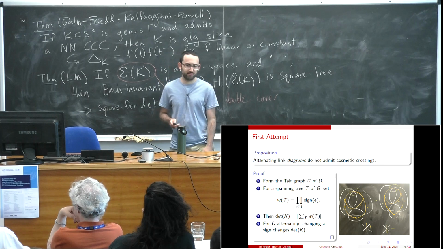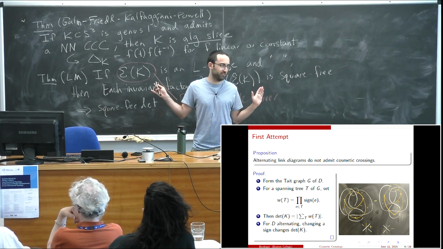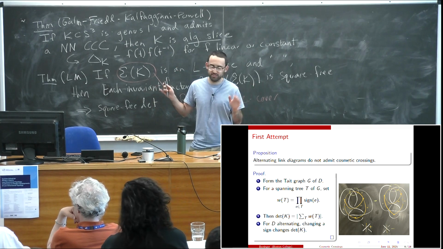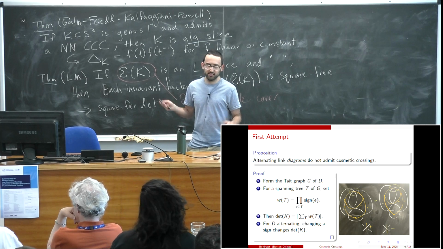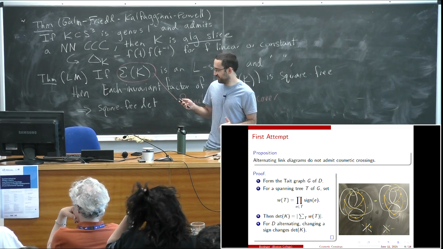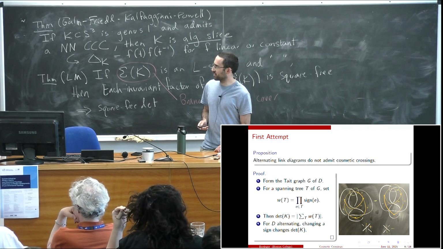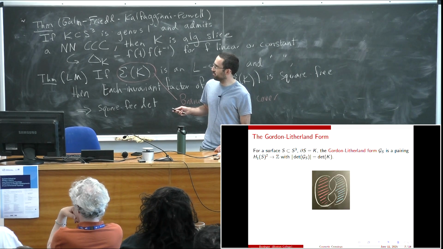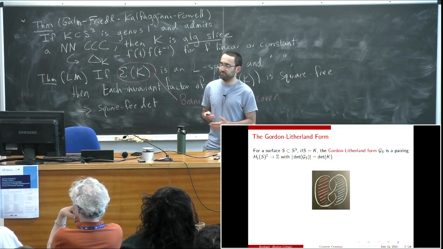All right. So we haven't used special here at all. In fact, we haven't used knot; this could be a link. We're just using alternating diagrams at this point. But how do we lift this to a topological argument? Well, the first step is to think about the Gordon-Litherland form.